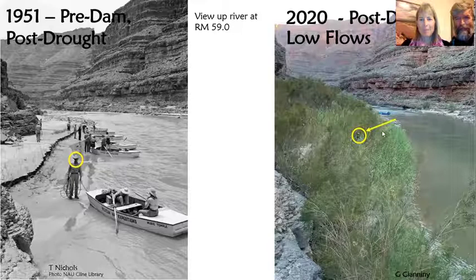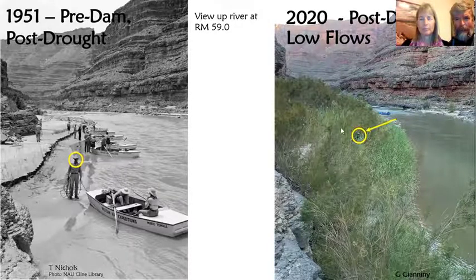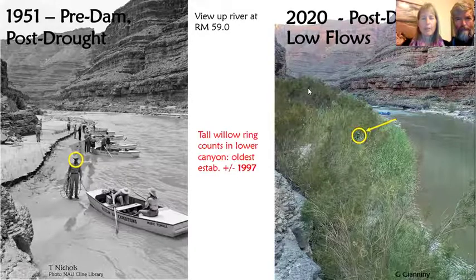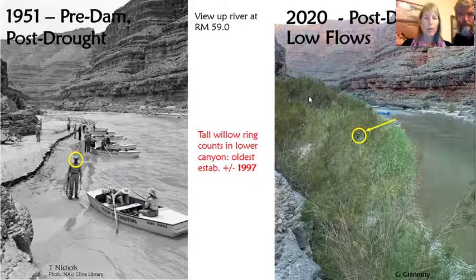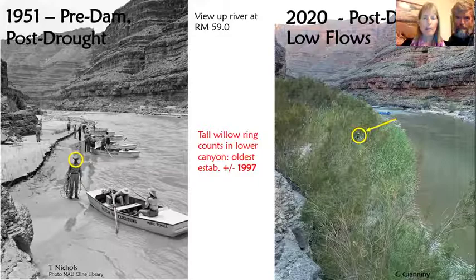Phragmites right along the river, mostly coyote willow here, and a few dying tamarisk up high. Based on ring counts, the oldest willows we see in this lower part of the canyon probably became established around 1997.